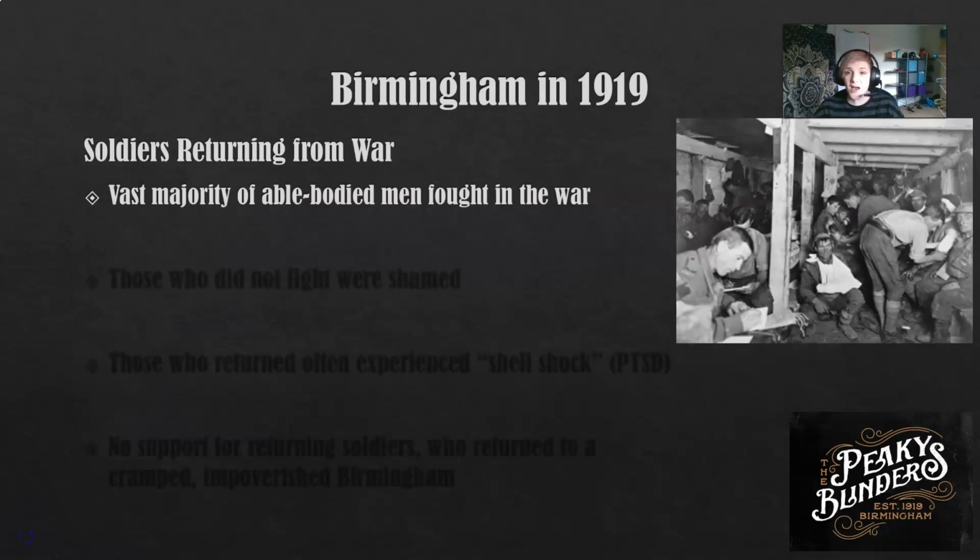So let's start with Birmingham in 1919. The first theme that we're going to discuss is soldiers returning from war. So this is both a theme and a social identity. People at the time would have had the social identity of being a soldier that went off to fight in war, and the social norms and expectations that came with that will guide their behaviour in the way that we've spoken about in our social psychology lectures.